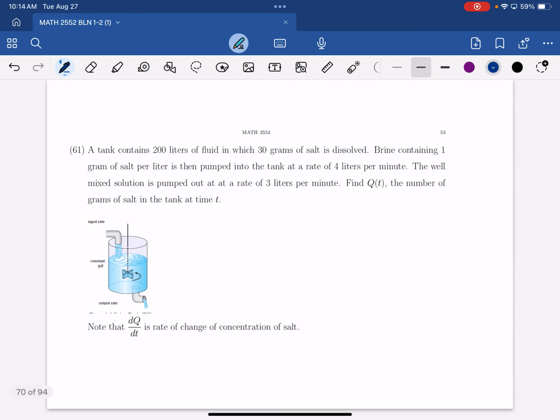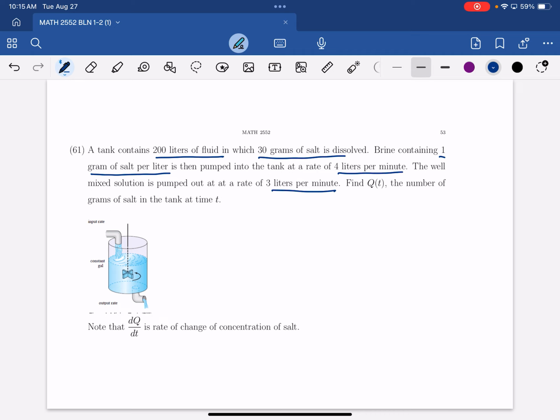Okay, now the next problem is the very same problem, only there is a change in the scenario. You have 200 liters of fluid, 30 grams of salt. Incoming concentration is 1 gram of salt per liter. Incoming speed is 4 liters per minute, and outgoing is 3 liters per minute. The outgoing speed is slower. That's the only change. The rest of the stuff remains the same. Do you see that? Is that clear? The scenario is exactly the same, the only difference being the outgoing speed is 3 liters per minute, not 4 liters per minute.